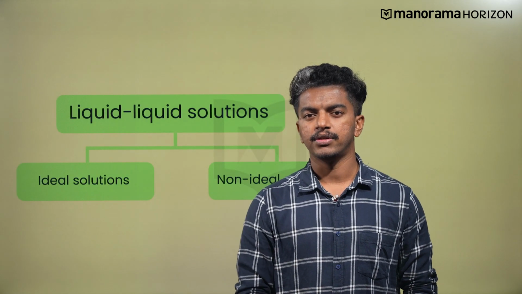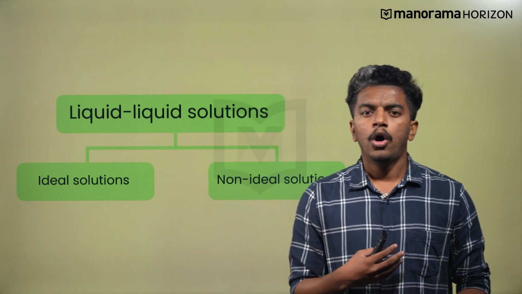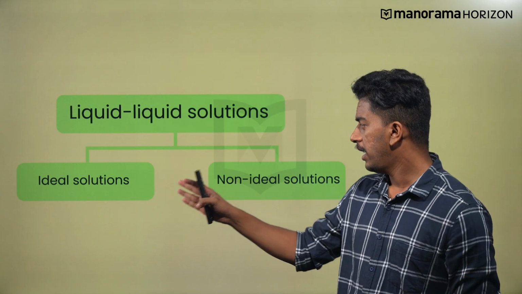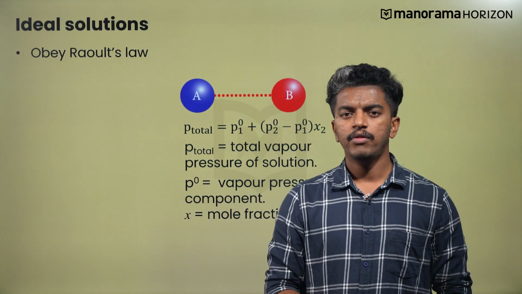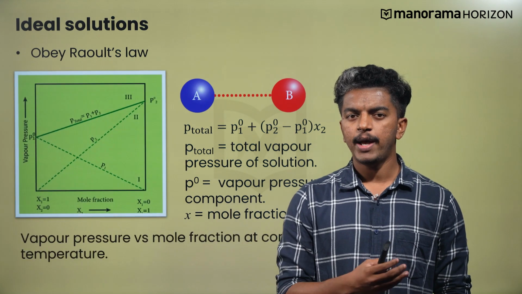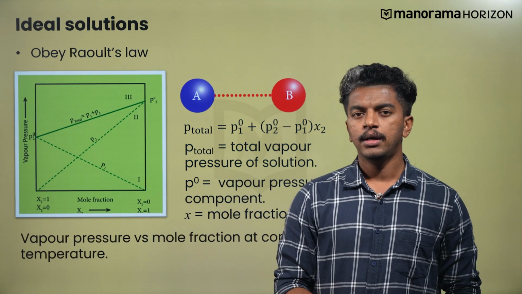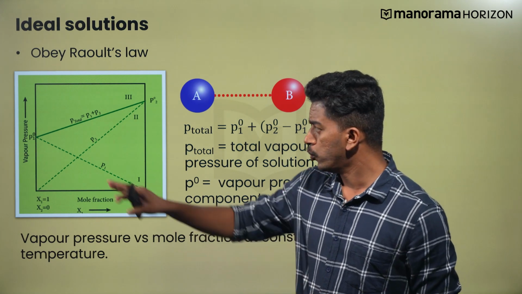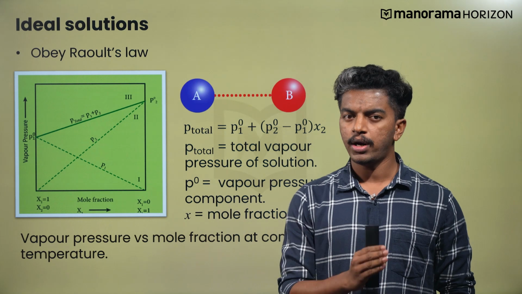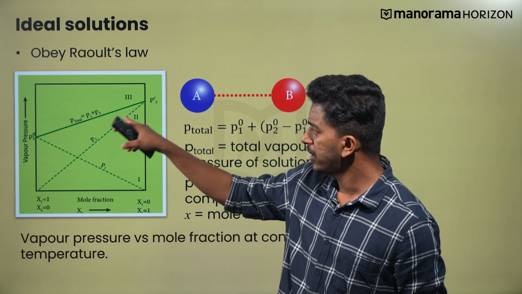Let us start our discussion with the classification of liquid-liquid solution. On the basis of Raoult's law, liquid-liquid solutions can be classified into ideal and non-ideal solutions. We will first discuss ideal solutions. Here, you may recall the plot of vapor pressure versus mole fraction at constant temperature for an ideal solution. The dashed lines 1 and 2, as you can see here, represent the partial pressure of the components 1 and 2 respectively, and the total vapor pressure is given by the line 3.